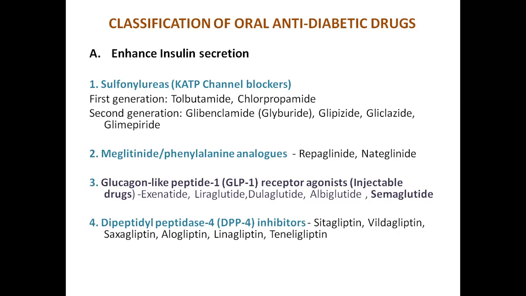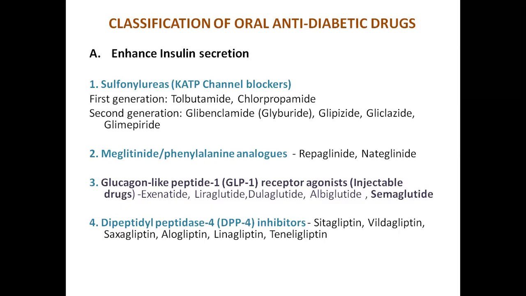In the first generation, we have tolbutamide and chlorpropamide. Nowadays, we are not using first generation sulfonylureas because they produce a higher risk of hypoglycemia. However, second generation sulfonylureas are employed in the treatment of type 2 diabetes nowadays. They are glibenclamide, glipizide, gliclazide, and glimepiride.